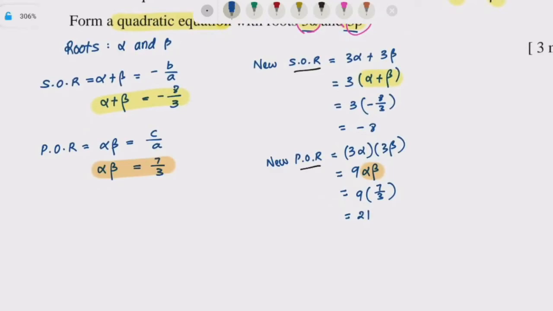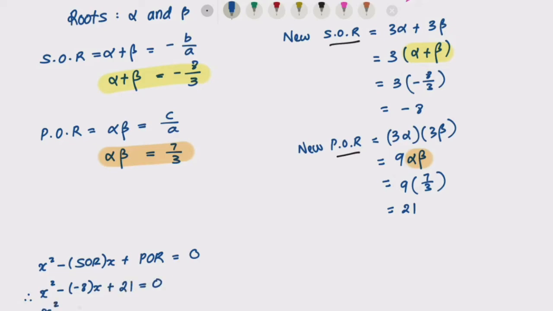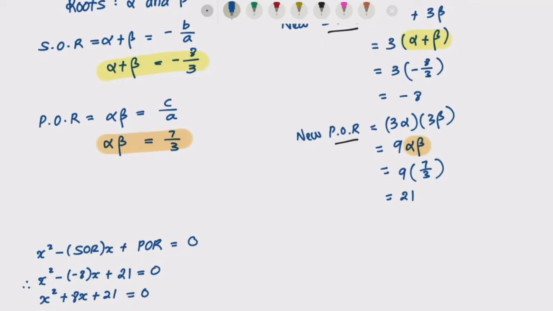So we can form a new equation based on the guideline given. The guideline is x squared minus sum of roots times x plus product of roots equals 0. So our new equation is x squared minus negative 8x plus 21 equals 0, and when we simplify it, we get x squared plus 8x plus 21 equals 0. As you can see here, this is your final answer.